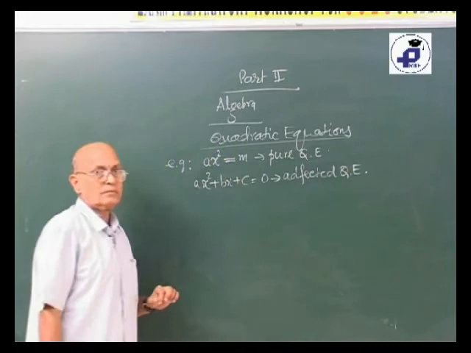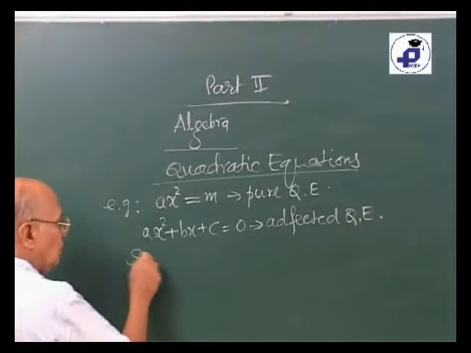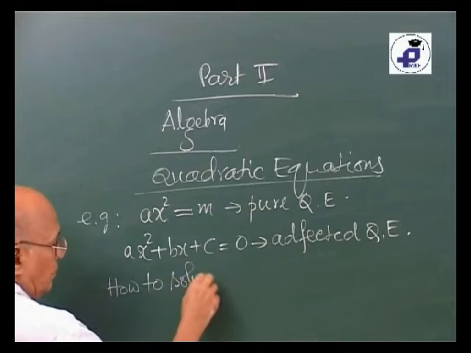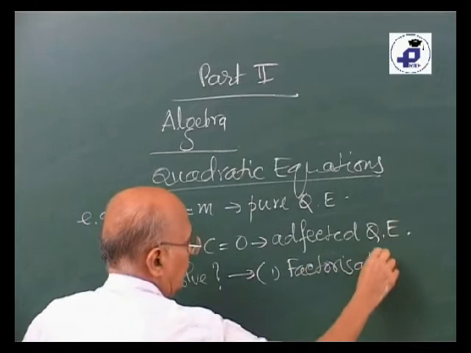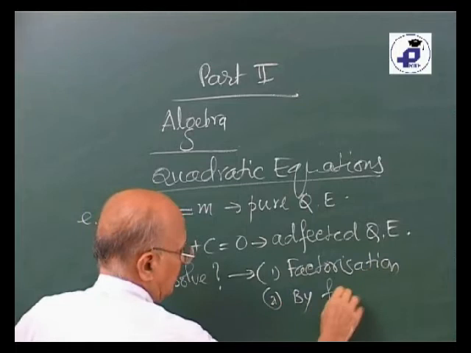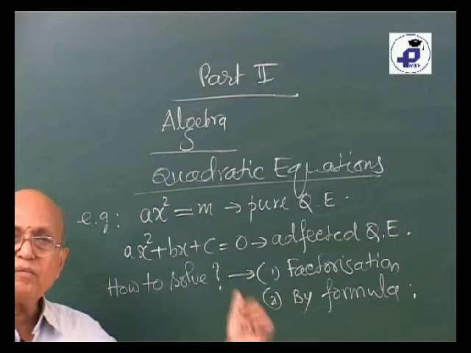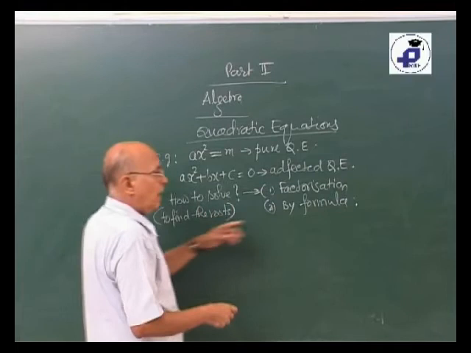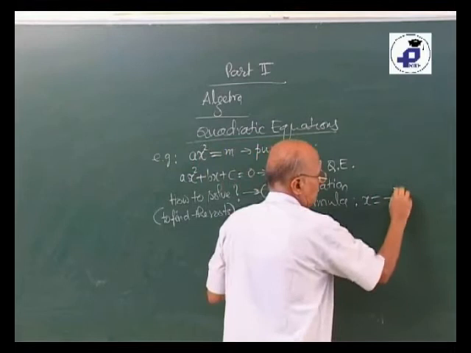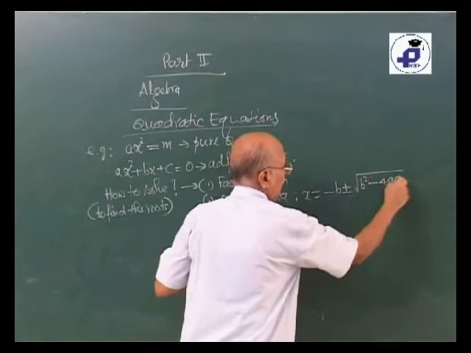How to solve? You know. The answer is, one, by factorization, and second, by formula. You know the formula. What is the formula to find the roots of the equation? To solve means to find the roots. Do you remember? x is equal to minus b plus or minus square root of b square minus 4ac, by 2a.